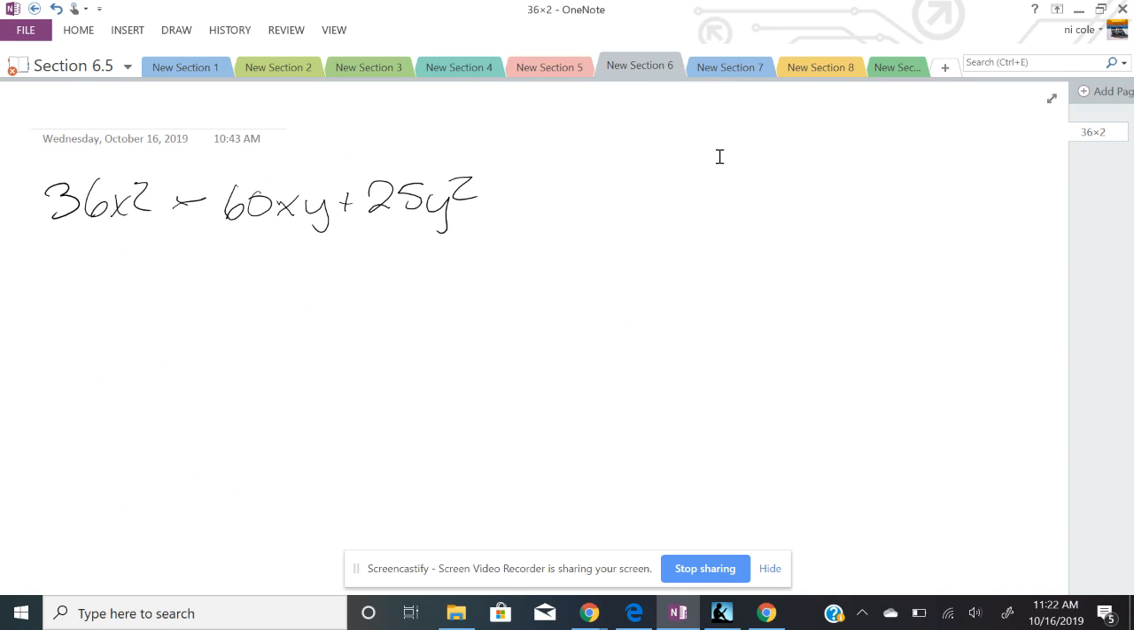All right. What about this? You're going to get something that looks kind of ugly like this. Well, don't panic. Look, 36x squared is a perfect square. What times what equals 36x squared? Well, what times what makes 36? That's 6. What times what makes x squared? x. So a is 6x. 25y squared is another perfect square because what times what makes 25? 5. What times what makes y squared? y.